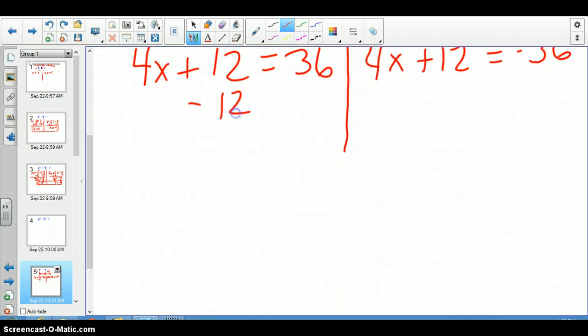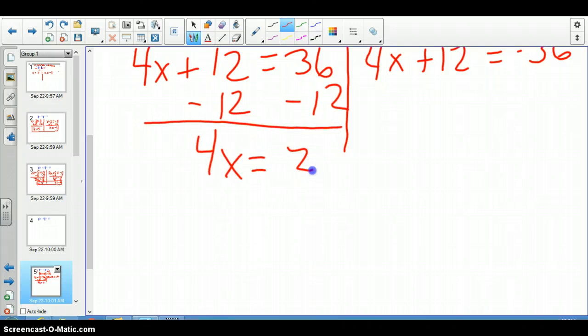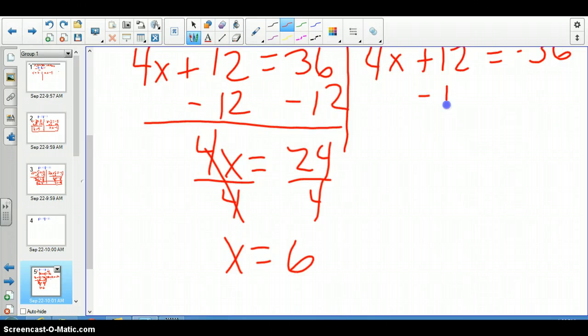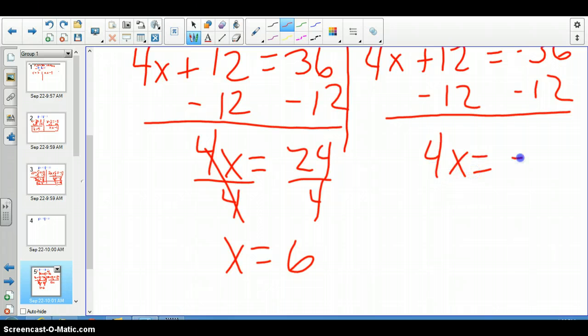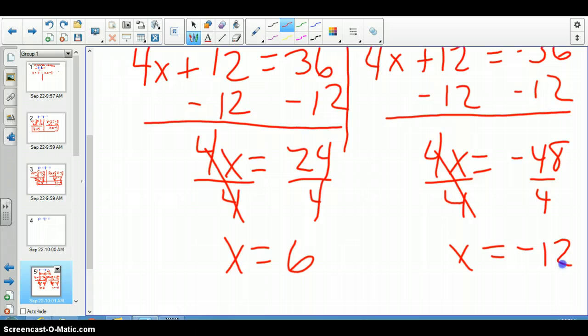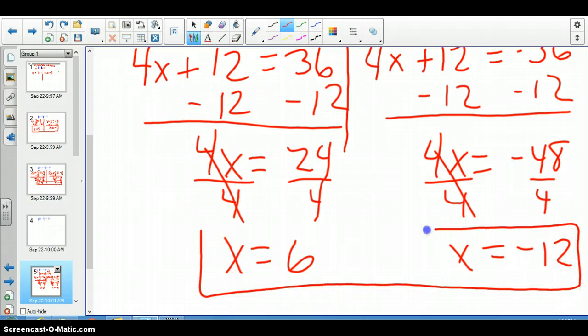So now I'm going to subtract 12 from both of them and divide by 4. The first one I get x equals 6, and the second one I get x equals negative 12. Remember, you set the stuff inside your absolute value equal to the positive number on the right side of the equal sign, and then to the opposite of it.